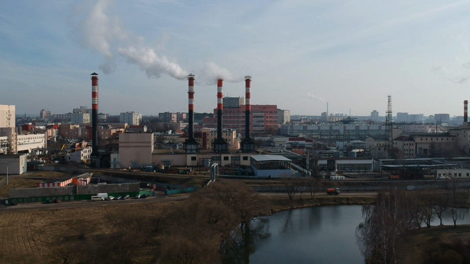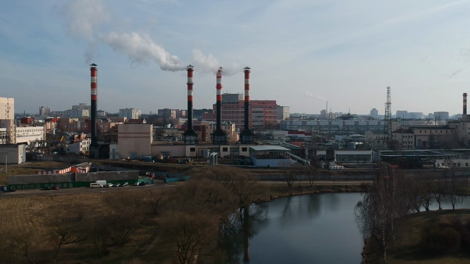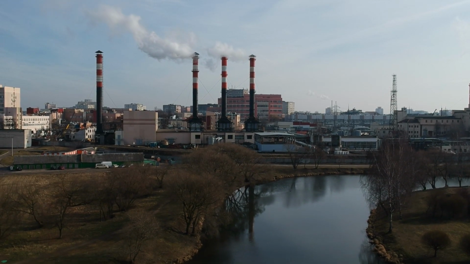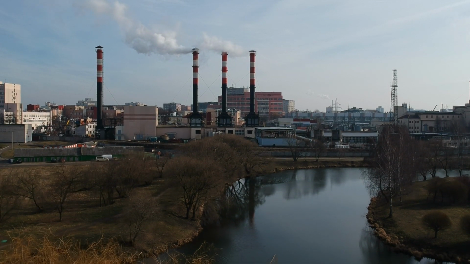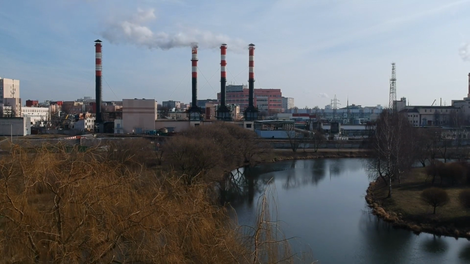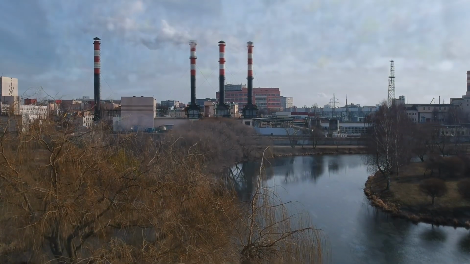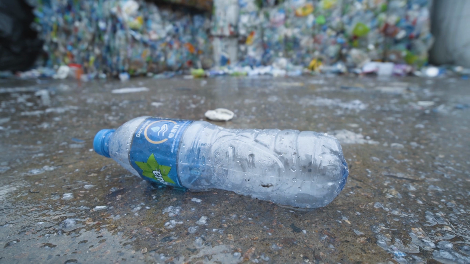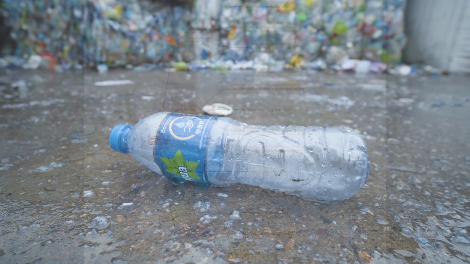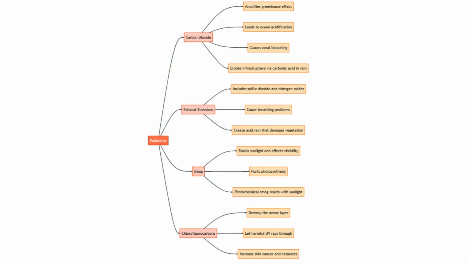Point sources are easy to identify and control. Think of a factory chimney spewing smoke. On the other hand, non-point sources are trickier to manage, like fertilizers washing off fields into rivers. Then there's the distinction between biodegradable substances, which microbes can break down quickly, and non-biodegradable substances, which stick around and harm ecosystems over time.